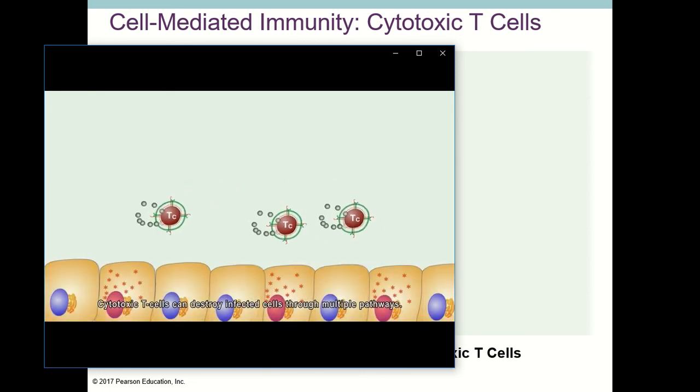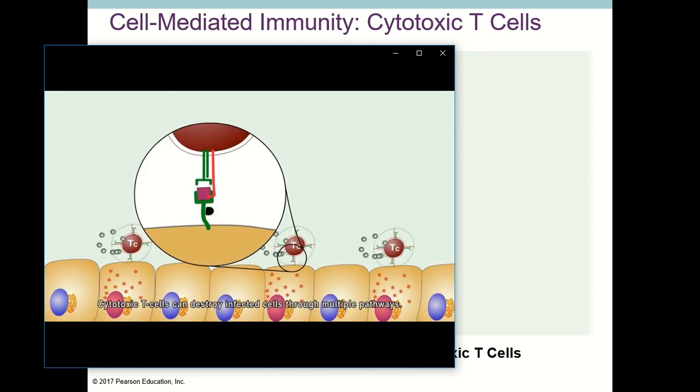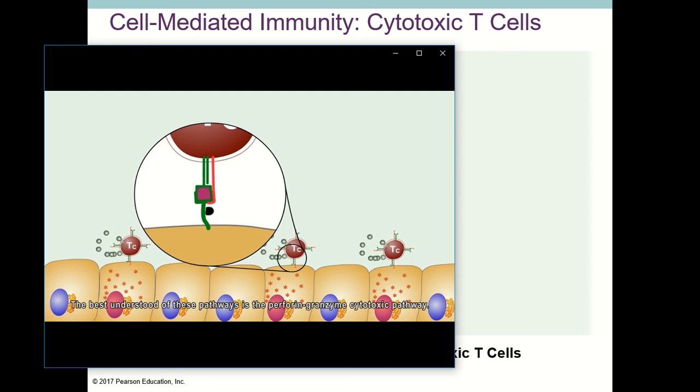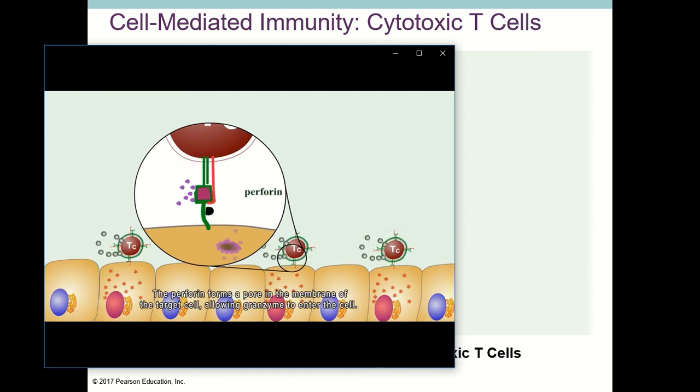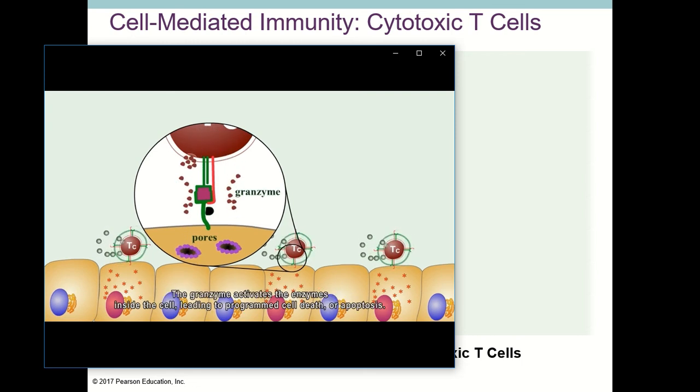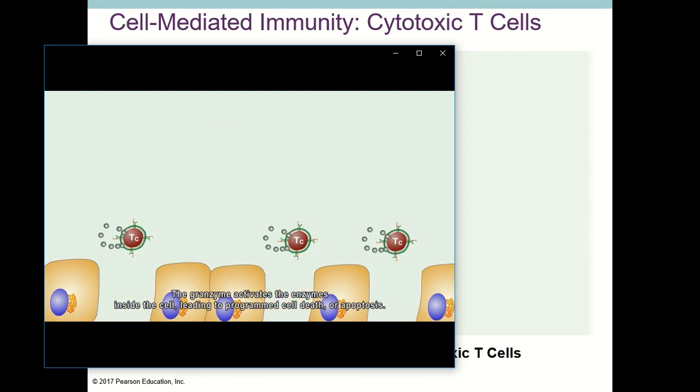Cytotoxic T cells can destroy infected cells through multiple pathways. The best understood of these pathways is the perforin granzyme cytotoxic pathway. When the cytotoxic T cell encounters an infected cell with a target antigen bound in an MHC molecule, the T cell secretes two types of protein molecules, perforin and granzyme. The perforin forms a pore in the membrane of the target cell, allowing granzyme to enter the cell. The granzyme activates the enzymes inside the cell, leading to programmed cell death or apoptosis.